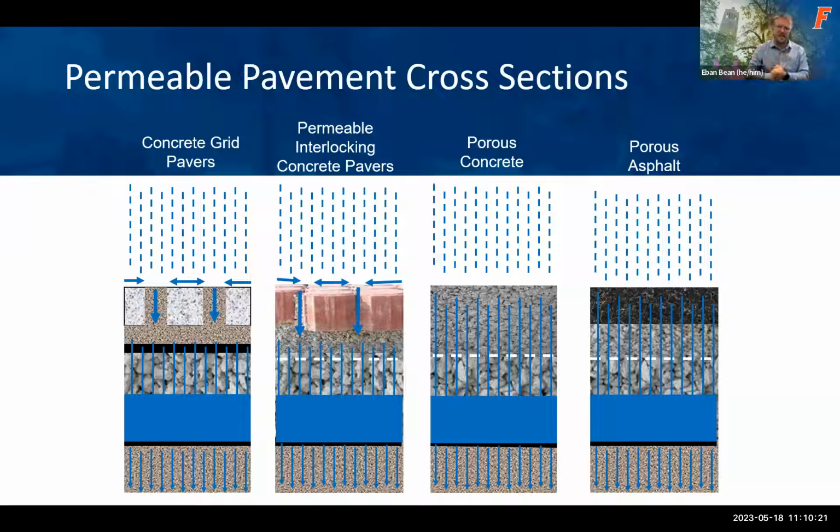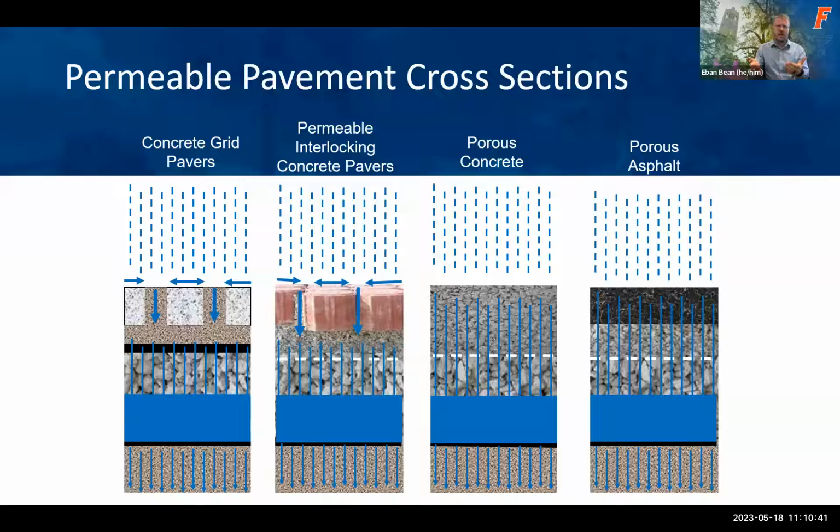Porous concrete and porous asphalt are a little bit different in that they are generally put down almost directly on top of the choker course. They don't necessarily have the bedding layer needed for it. We'll explain a little bit more about that when I get into those pavement systems.